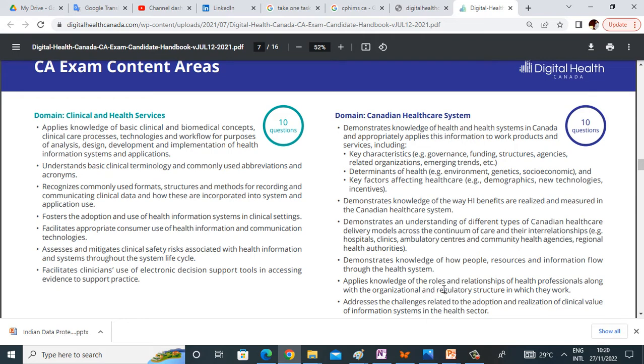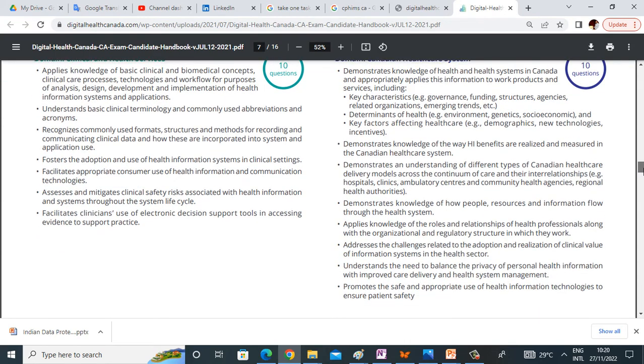Apply knowledge of roles and relationships of health professionals, along with the organizational and regulatory structure in which they work. Address the challenges related to the adoption and realization of clinical value of information systems in the health sector. Understand the need to balance the privacy of personal health information with improved care delivery and health system management. Promote the safe and appropriate use of health information technologies to ensure patient safety.